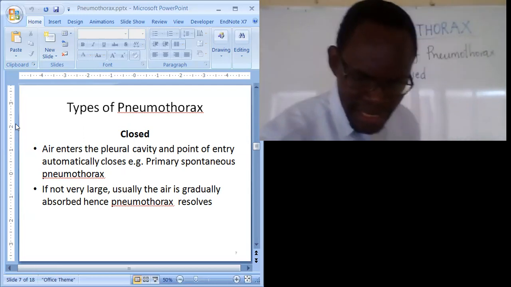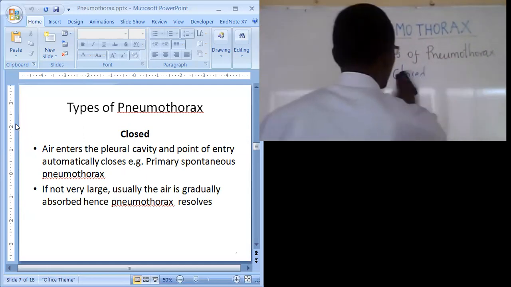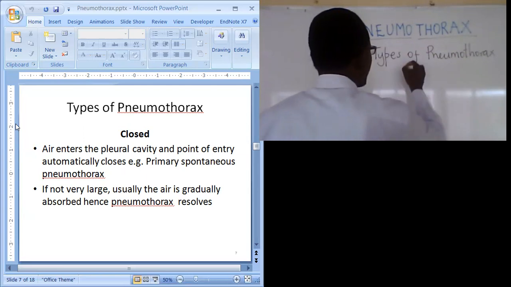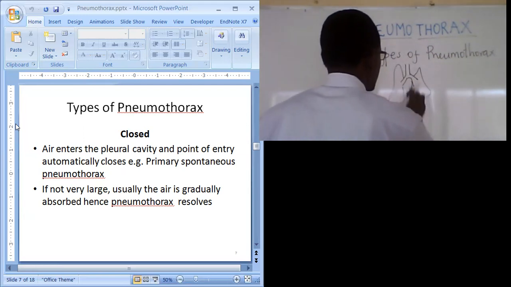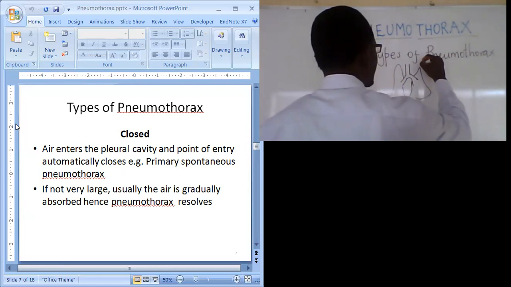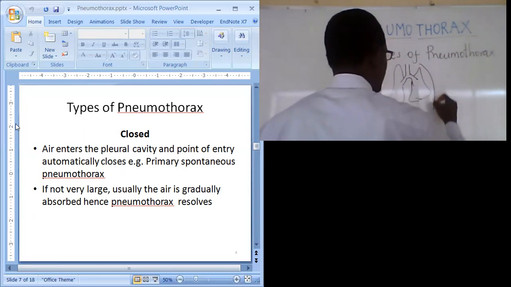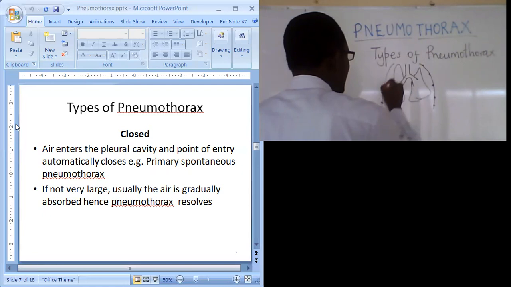So this is what we are saying: you have your chest wall, you have your lungs. These are basically your lungs, and then this is the rib cage, something like that. That is the rib cage. And this side is the same, also the rib cage.